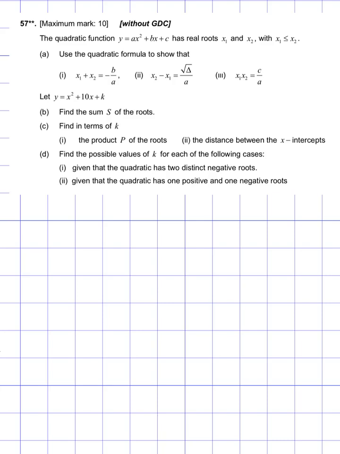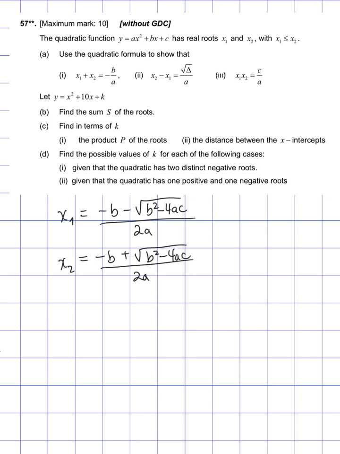Okay, so if we have the quadratic function, it has real roots x1 and x2, with x1 less than or equal to x2. Use the quadratic formula to show that. If x1 is less than x2, we're going to have x1 is negative b minus the square root of b squared minus 4ac all over 2a, and x2 is equal to negative b plus the square root of b squared minus 4ac all over 2a.